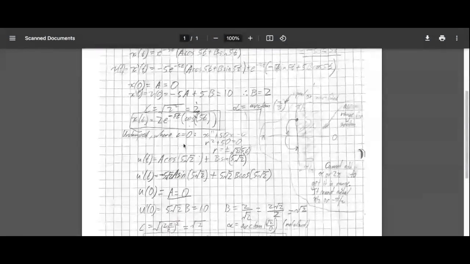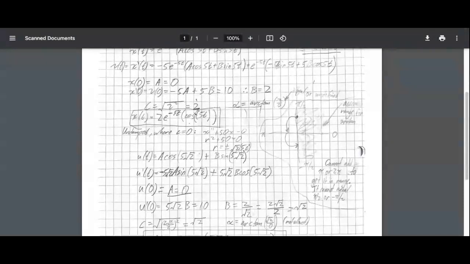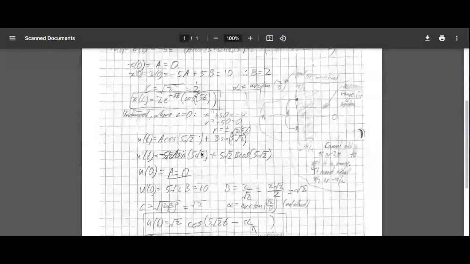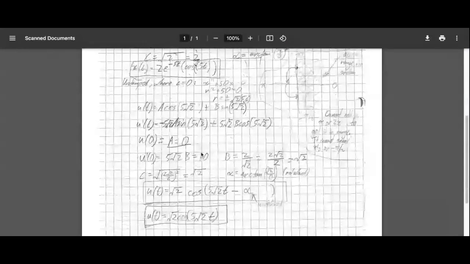For the case where c equals 0, where it's undamped, not underdamped, you go through the same process again. You find your u of t, you take the derivative. The same thing happens again. You end up with an arctan of constant radical 2 over 0, and then you put it in the equation, you leave out alpha because it's undefined, and yeah, that's the answer for u of t.